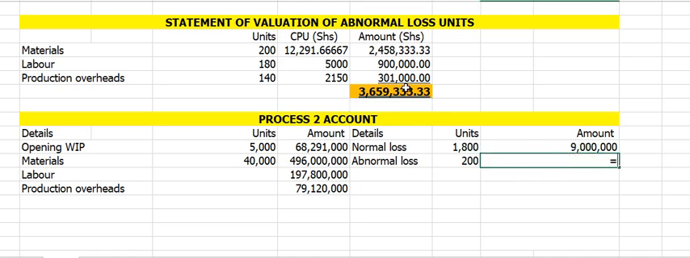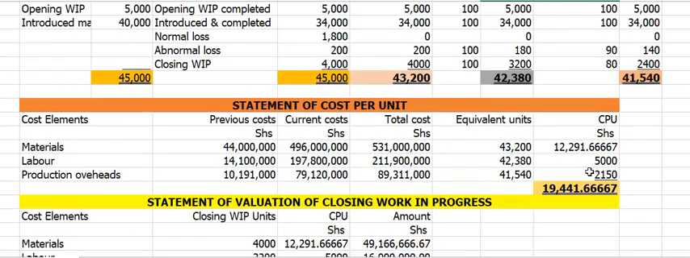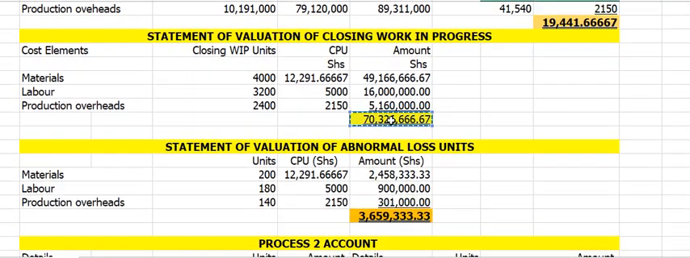Abnormal loss, the value is this. Statement of valuation of abnormal loss. Then you have your closing WIP. The closing WIP is of how many units? It is 4,000 units. And we have the value from the statement of valuation of closing work in progress, which is that.